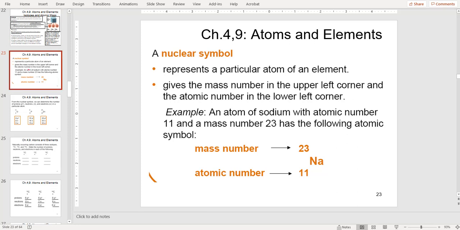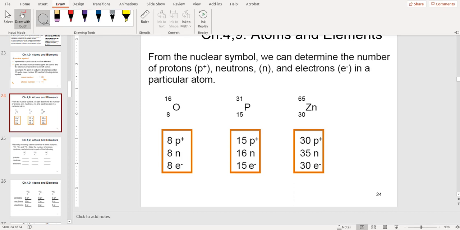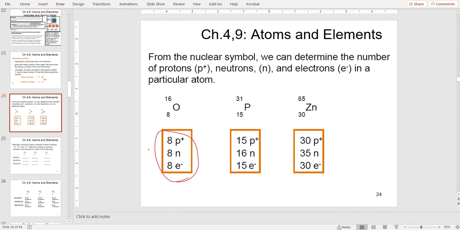So let's go ahead and move on. We just talked about nuclear symbols. Slide 23 talks about it and gives you examples. You should be able to go from given data of protons, neutrons, and electrons to sketching a nuclear symbol. And then vice versa, if given a nuclear symbol, you should be able to sketch or write down the number of protons, neutrons, and electrons.